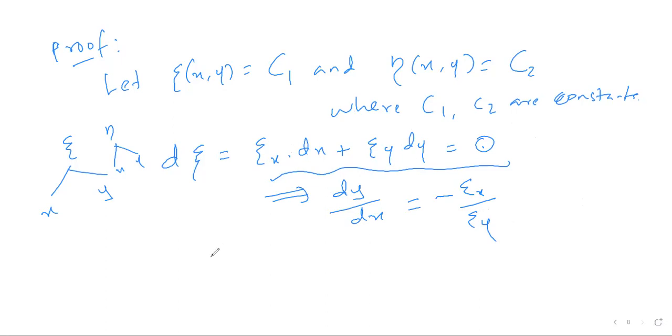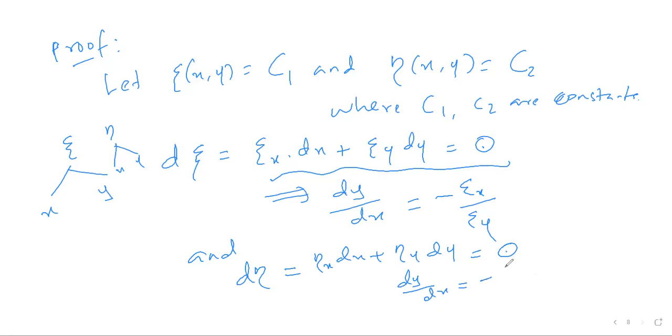Correct, no? And also, can you find d eta this way? Same. So what is dy over dx again in terms of eta? This will be eta x dx plus eta y dy, which is equal to 0 since eta is a constant. And then this will be, I guess, eta x over eta y. So we have two characteristic equations.